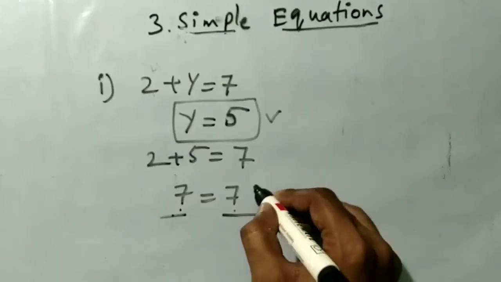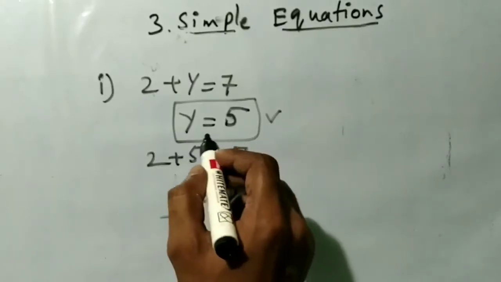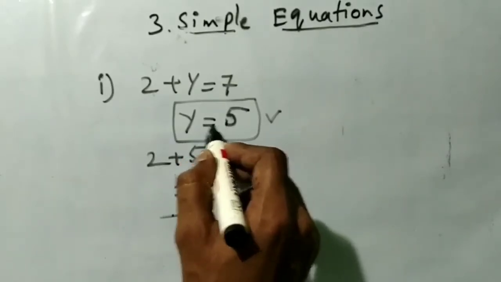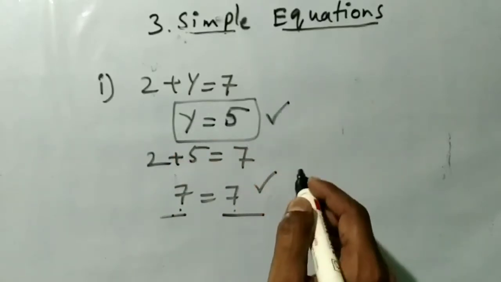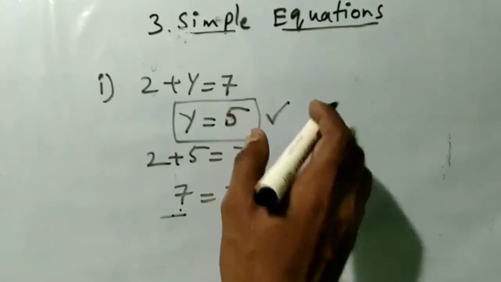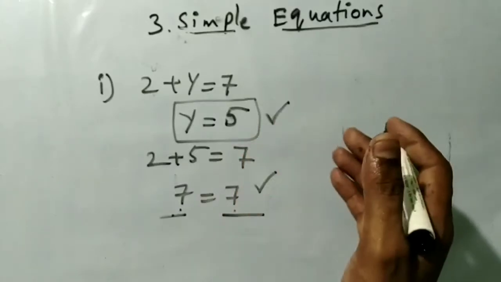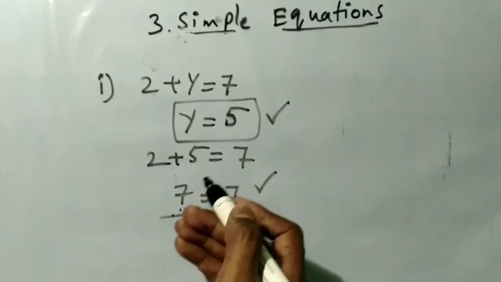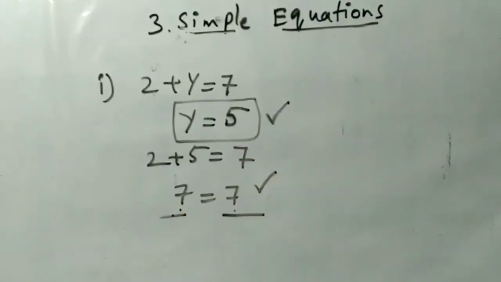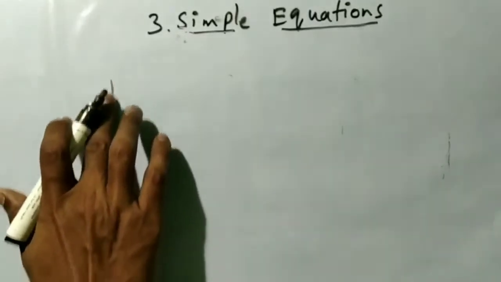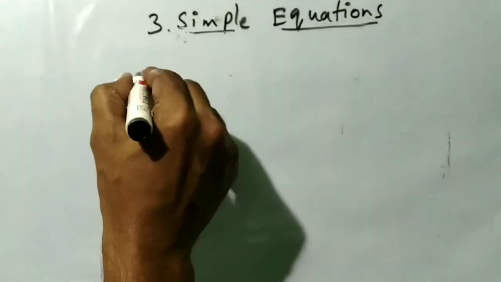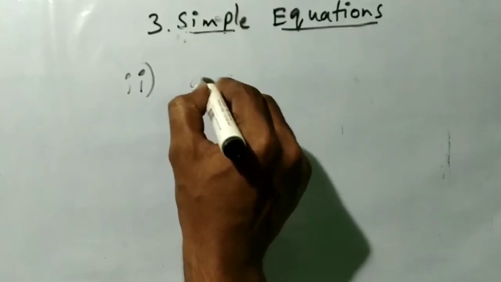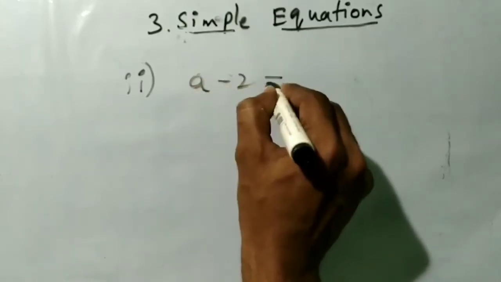If we get 7 is equal to 7, then the value taken by the y is correct. Otherwise, if we take 1, 2, 3, 4, we get something less than the value of 7. That's why y is equal to 5 is correct. And the second one, that is a minus 2 is equal to 6.